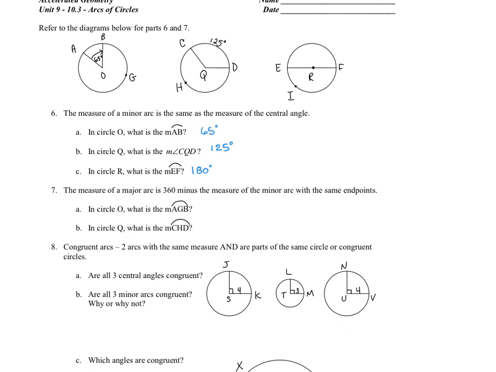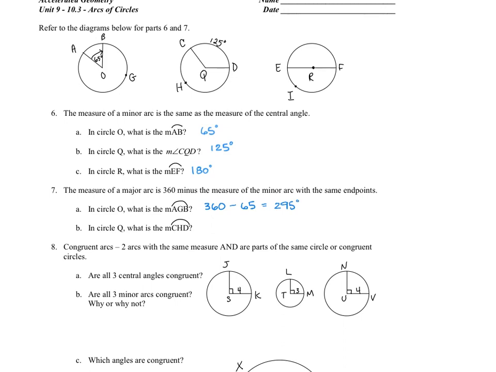To find the measure of a major arc, we can find the minor arc with the same endpoints and subtract the measure of the minor arc from 360 degrees. So in circle O, if we want to know the measure of arc AGB, the major arc, then we would take 360 degrees, subtract the minor arc with the same endpoints, which is arc AB, which is 65 degrees, and we would get a major arc measure of 295 degrees.